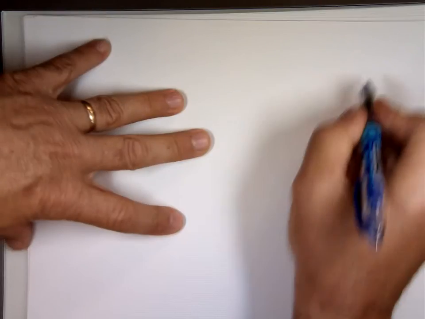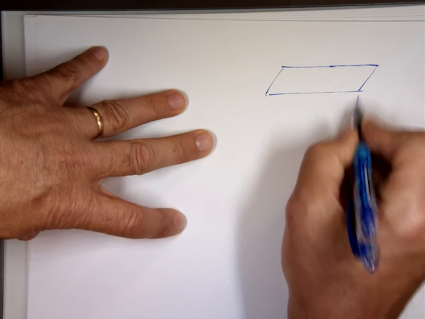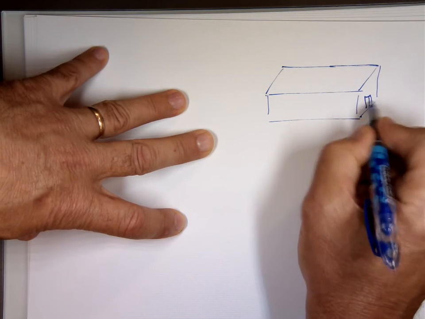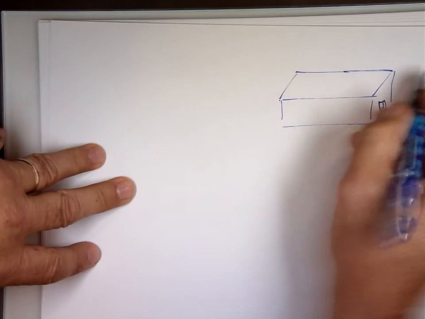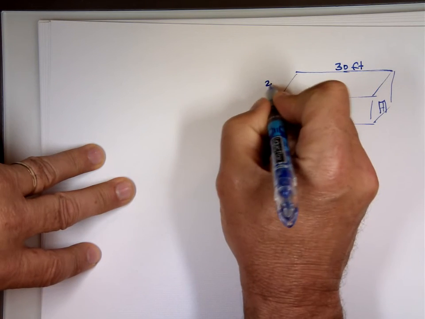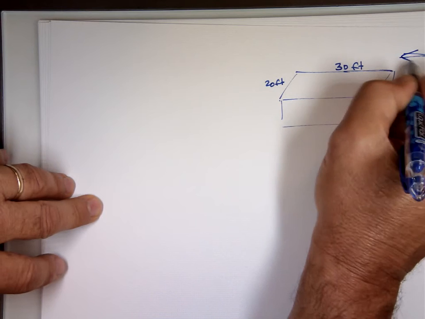When you look at a house, we'll say the house is, I don't know, a ranch here. There's the door. And let's say it's 30 feet long by 20 feet wide. That's 600 square feet. Small house, very small. And now you get the wind coming. The wind is gusting 80 miles per hour.